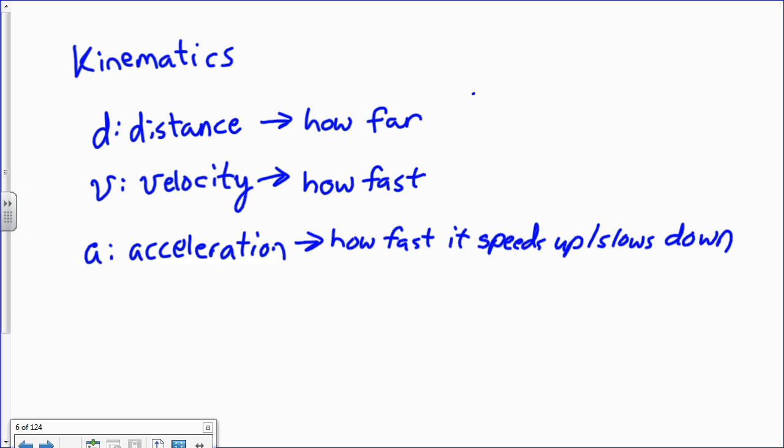Alright, so distance then is measured in meters, velocity is measured in meters per second, and then acceleration is measured in meters per second squared. That is meters per second per second. So for example, if something is accelerating at, I don't know, 10 meters per second squared, how long does it take to get to 30 meters per second? It speeds up at 10 meters per second per second. How many seconds does it take for it to get up to 30 meters per second?